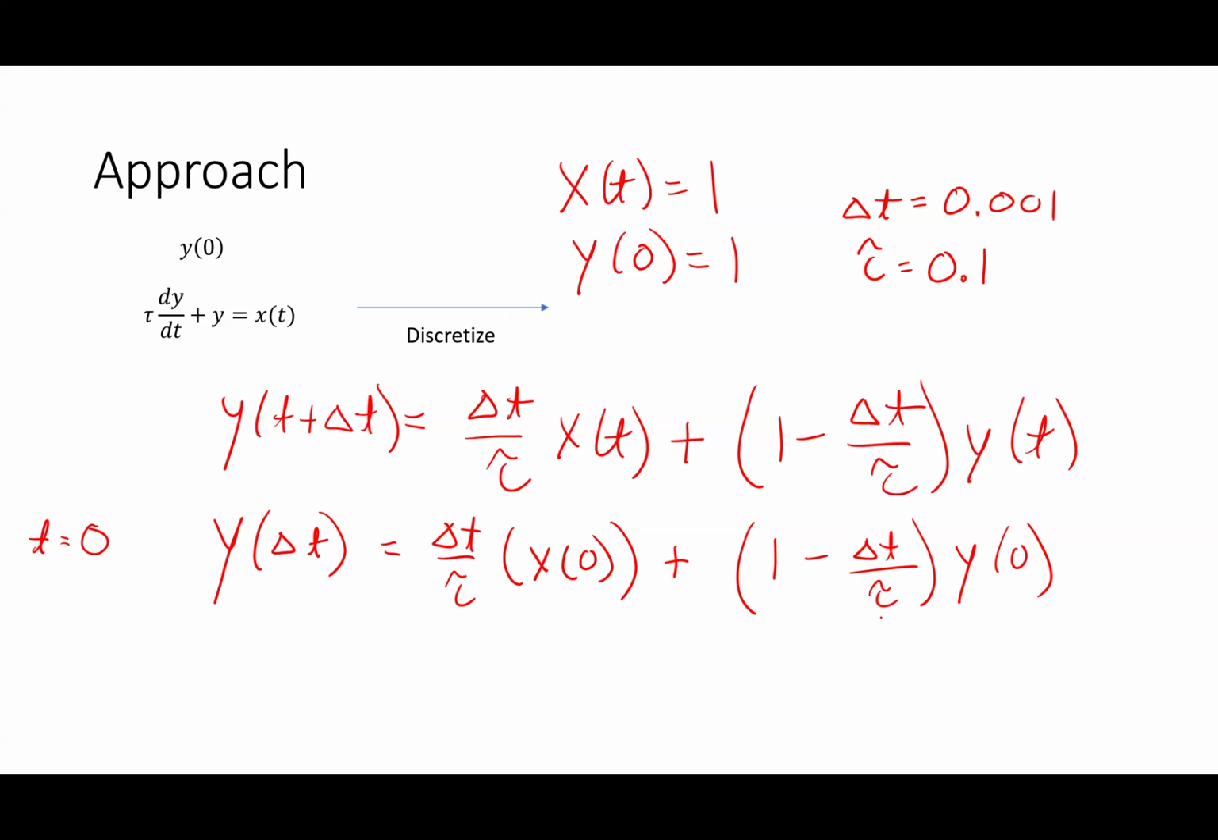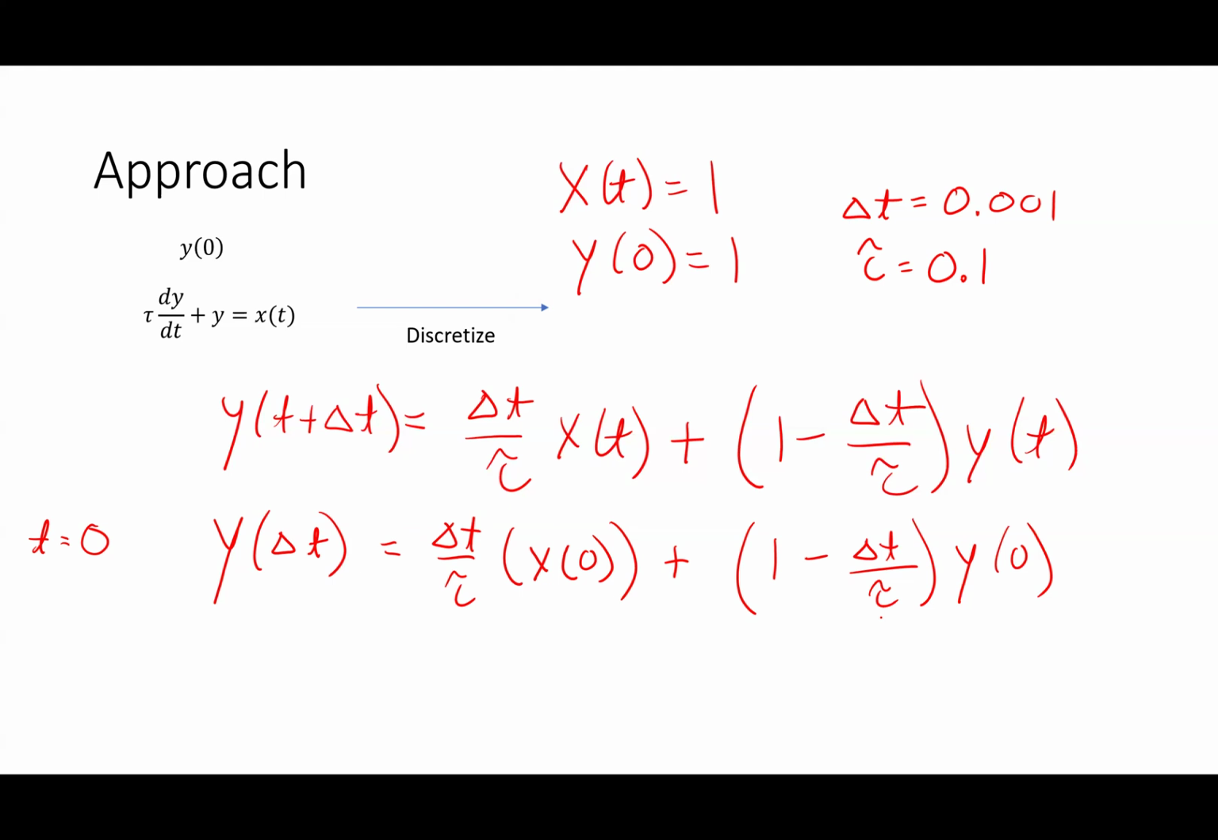Given what I know here, do I know x of 0? And do I know y of 0? It's a differential equation, so what do I always have to know? I always have to know the initial condition. So I know that value, and the input I also know. So I'm going to get a number for y of delta t. Knowing the values of the input and the output at time t equal to 0, I can find the value of that function at the next time step.